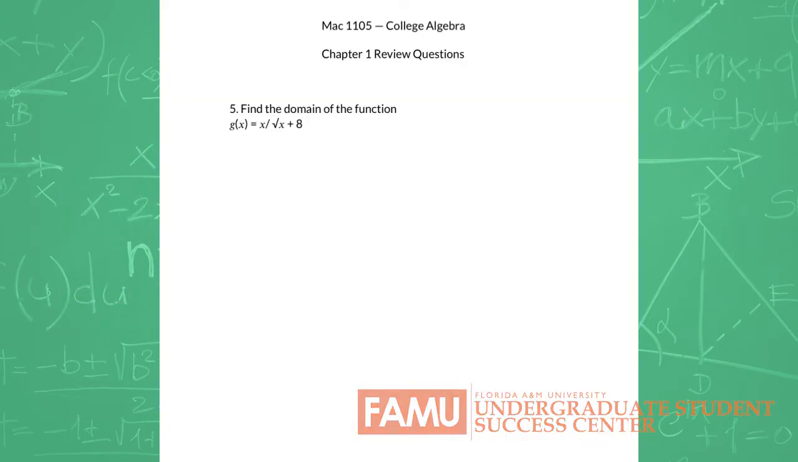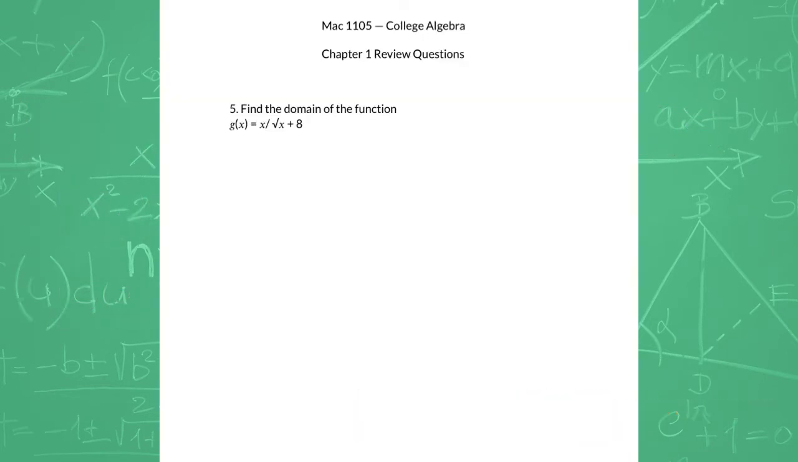Number 5. Find the domain of the function g of x is equal to x divided by the square root of x plus 8. Okay, so to find the domain, we have to consider the restrictions on x, since the domain is the set of all possible x values.